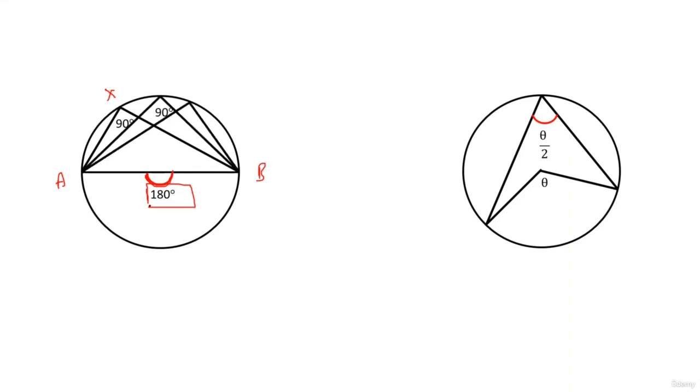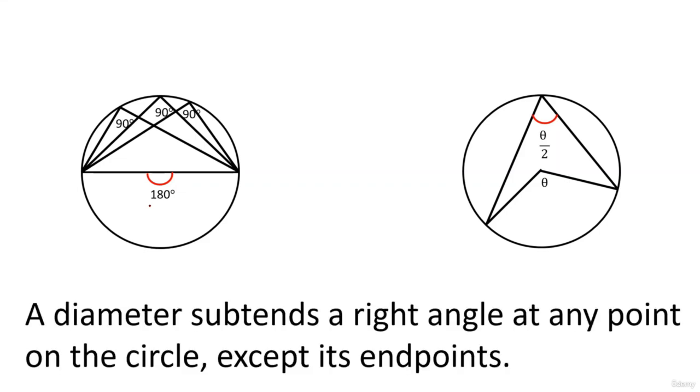You can make the inscribed angle anywhere. You will observe that the inscribed angle will be half the intercepted arc. So half of 180 will be 90 degrees, isn't it? So this is a special application of the inscribed angle theorem. It says the diameter subtends a right angle at any point on the circle except its endpoints.